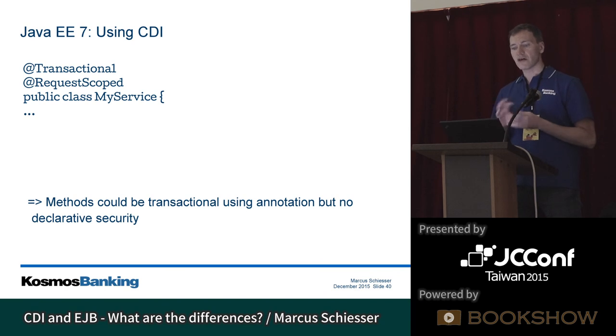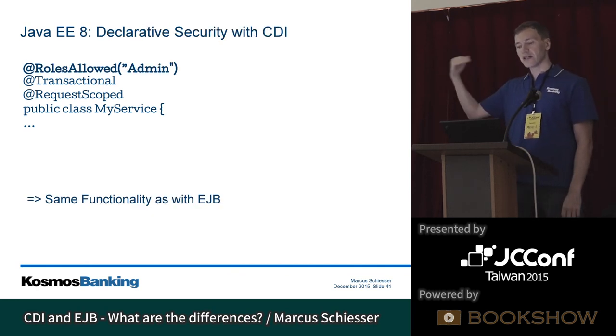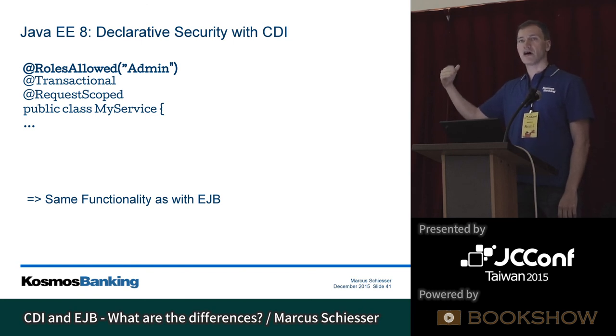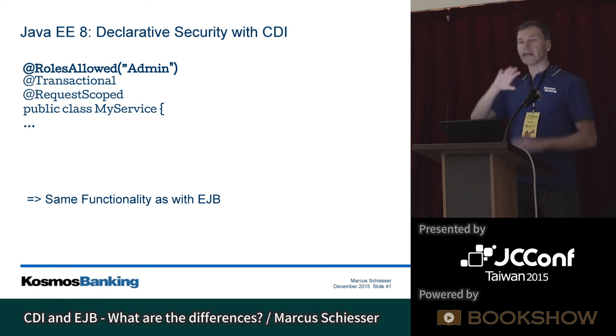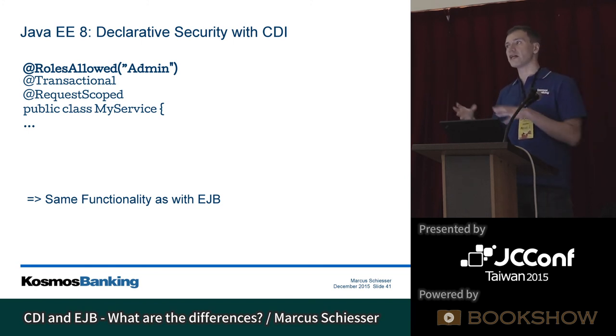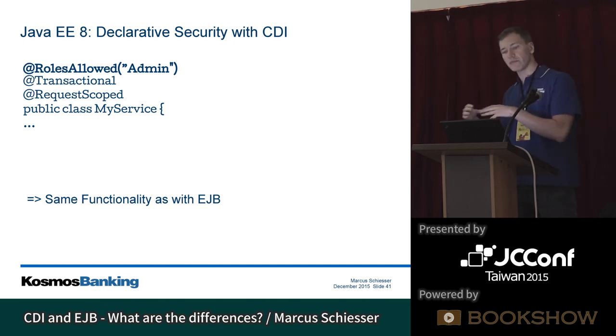If we compare Java EE 7 using CDI, then we can add the request scope annotation, and it's a request scoped bean, and transactional, then we have transactions. But we are missing the declarative security. And now comes something interesting. Actually, in Java EE 8, that's due for release next year, they plan to include declarative security also in CDI. As you can see, you can also use the annotation. And then you basically have the same functionality as in EJB. You can out of the box implement the wanted service pattern with CDI or EJB the same way.